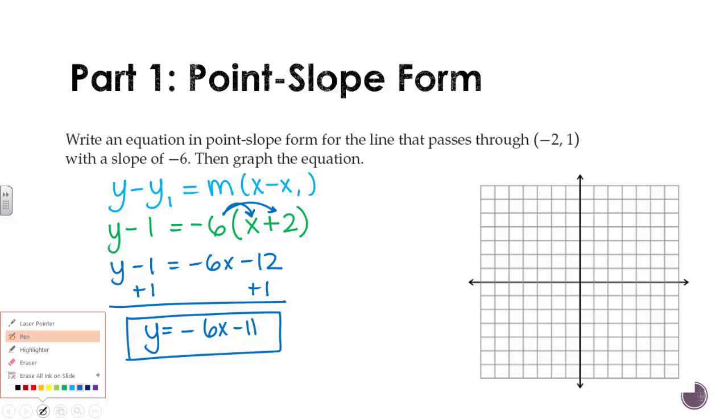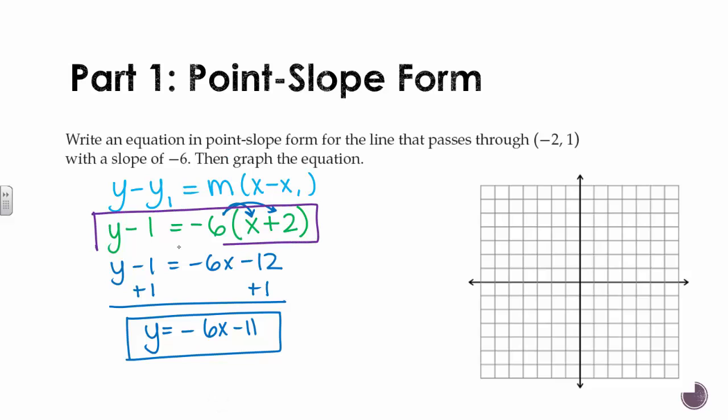Now, pay attention to what the question asked. It wanted an equation in point slope form. So for that part, this is our answer. This right here answers that question. The only reason we did this is to make it a little easier to graph.